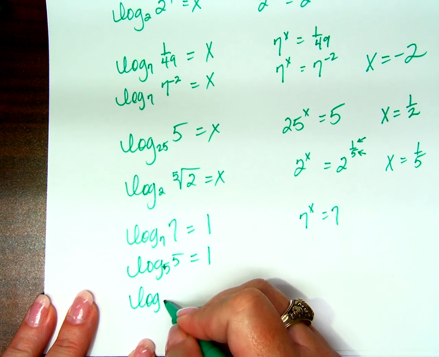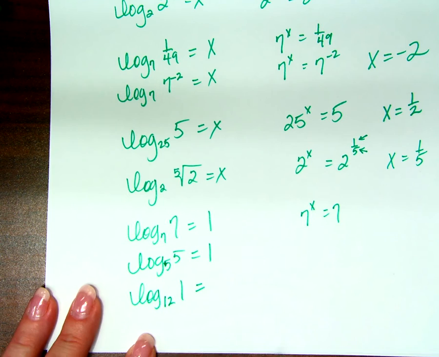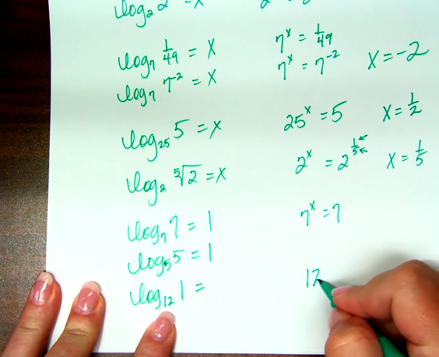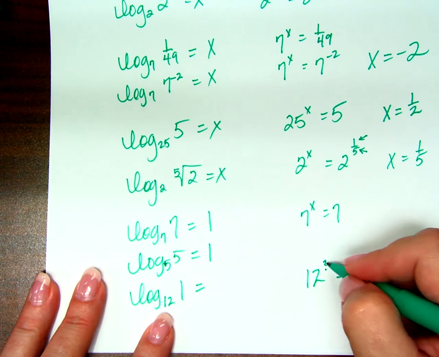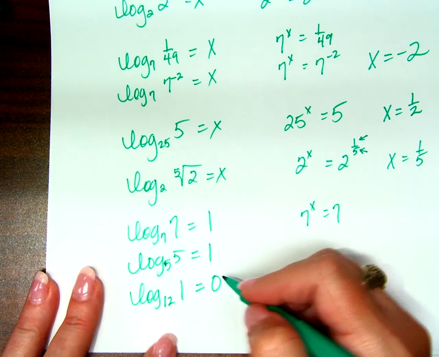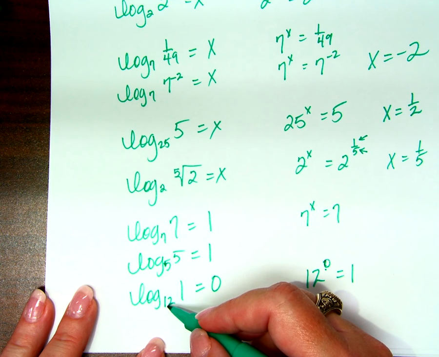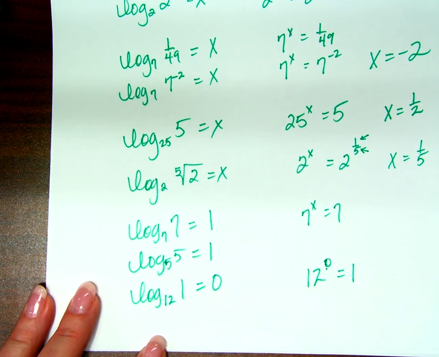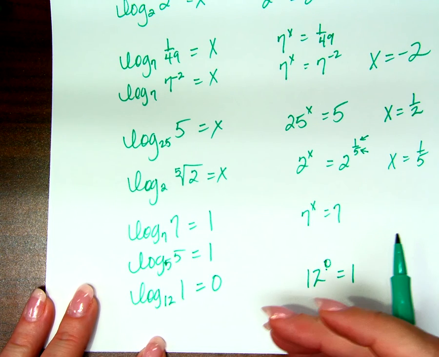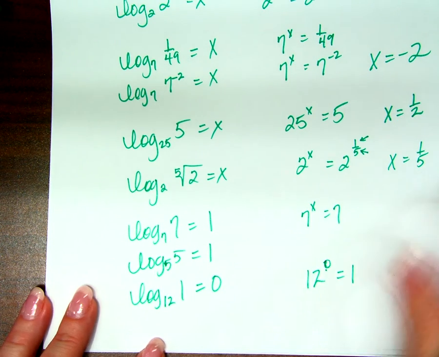Log base 12 of 1 is also not something we have to think about, because if I write it in exponential form, 12 to what power equals 1? 0. Because I know anything to the 0 power equals 1. So if my argument is 1, it doesn't matter what my base is, does it? It could be log base 5 of 1. I know that's going to equal 0, because the only thing I can raise a base to make it equal 1 is the 0. Okay? Okay so far? All right.